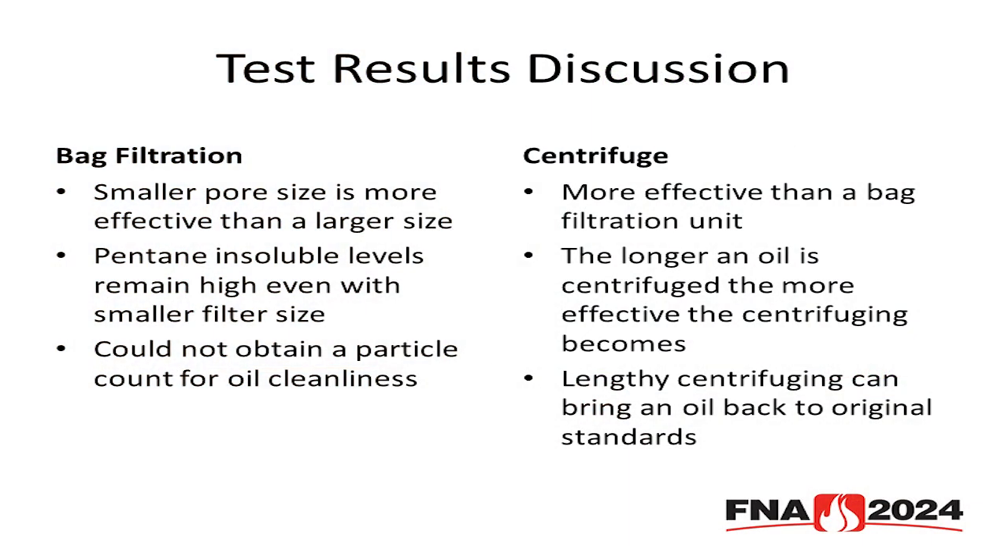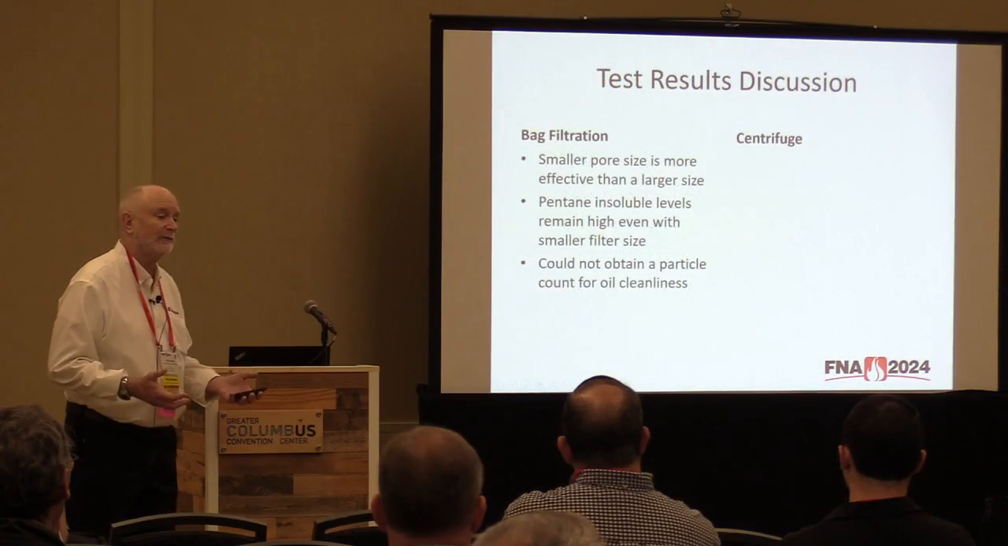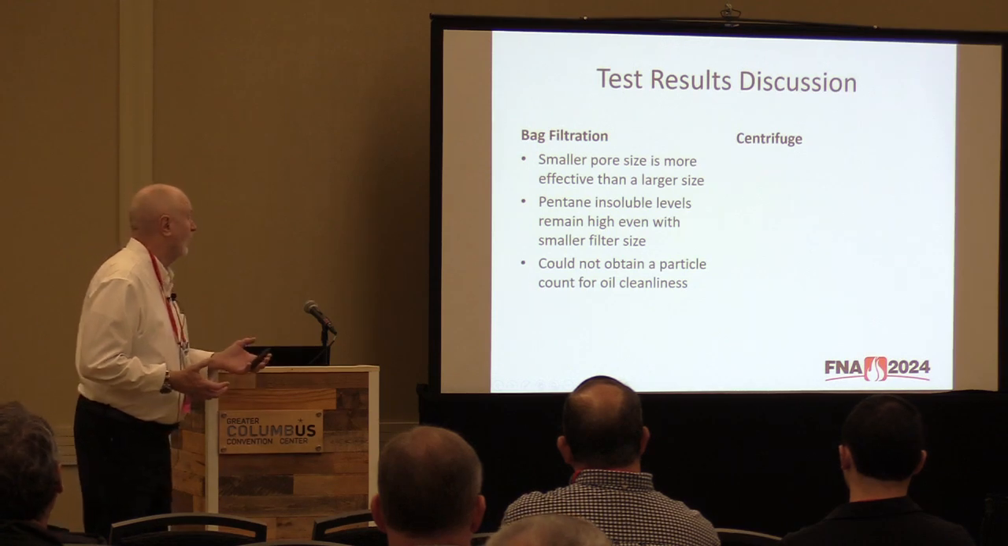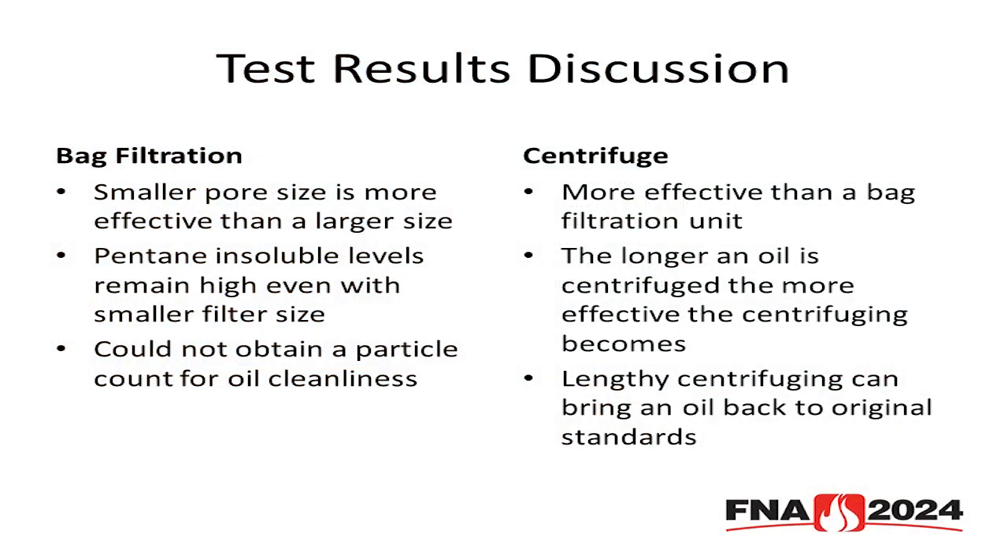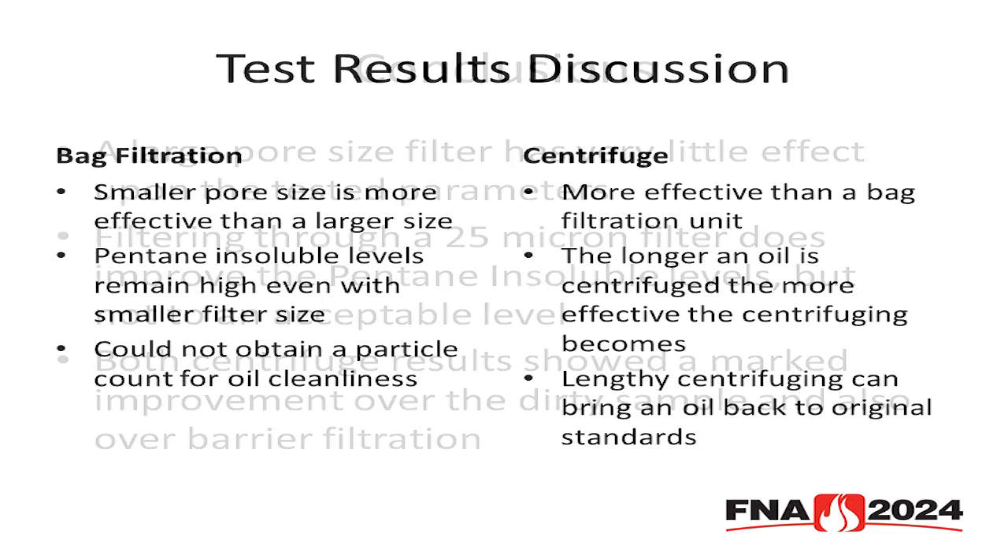So comparing the two, with bag filtration, a smaller pore size is more effective than a larger pore size. Pentane insoluble loads remain high even with a smaller pore size, and we could not obtain a particle count because the oil was too dirty. Centrifuges are more effective than bag filtration units. The longer an oil is centrifuged, the more effective that centrifuge is. And a lengthy centrifuge can bring back an oil to its original standards.